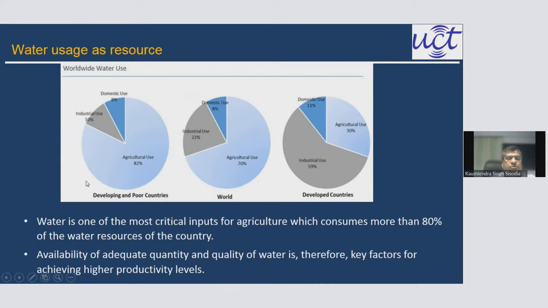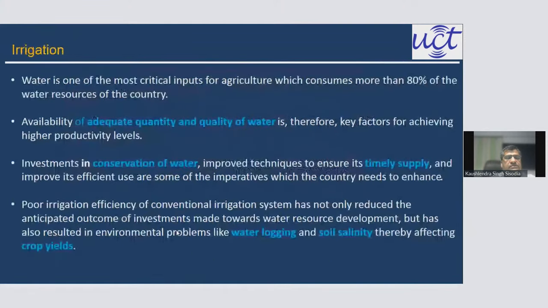So we know that water is a very critical resource for agriculture, and we have to be very careful in using adequate quantity and quality of water, so that we can have the best productivity for agriculture. So let us see the next part, where we will discuss irrigation.